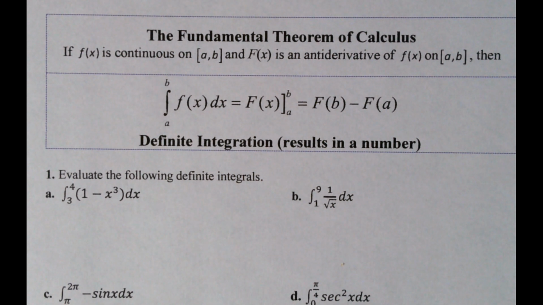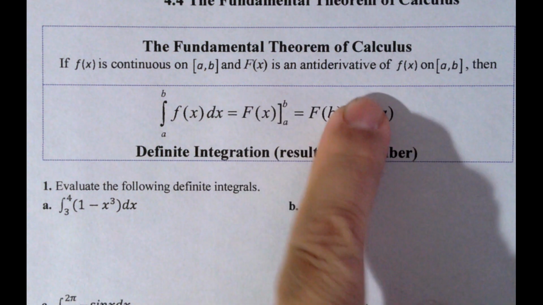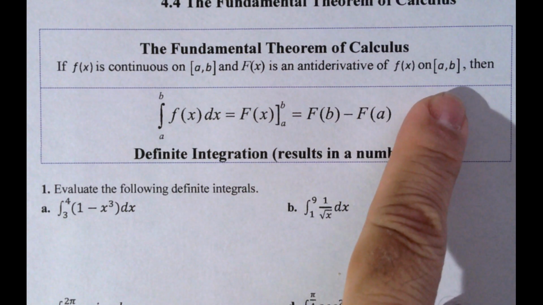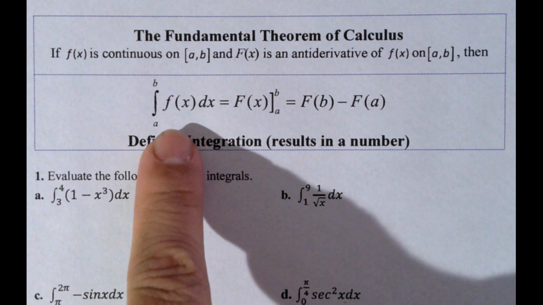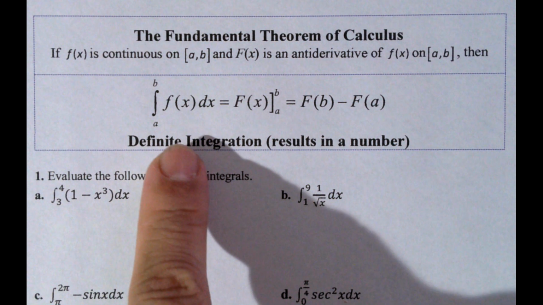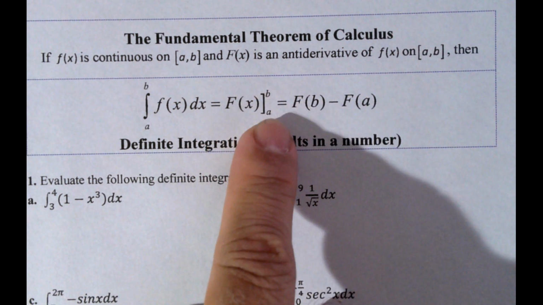Okay, so this is the fundamental theorem of calculus. If f of x is continuous on that closed interval a to b, and capital F of x is an antiderivative of lowercase f of x on that interval, then this is the case, right? What you're going to do is this is a definite integral. Basically, once you've found the antiderivative, plug in the top limit minus plug in the bottom limit, right?